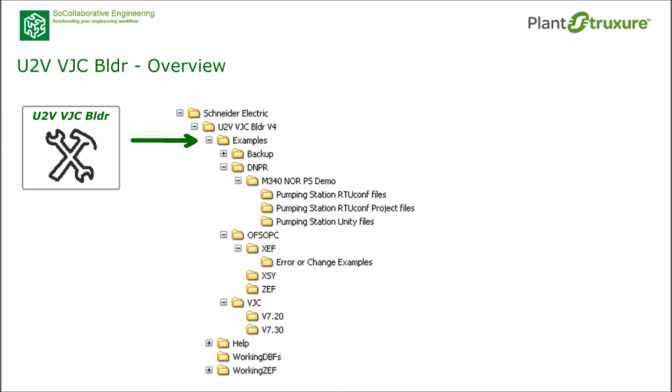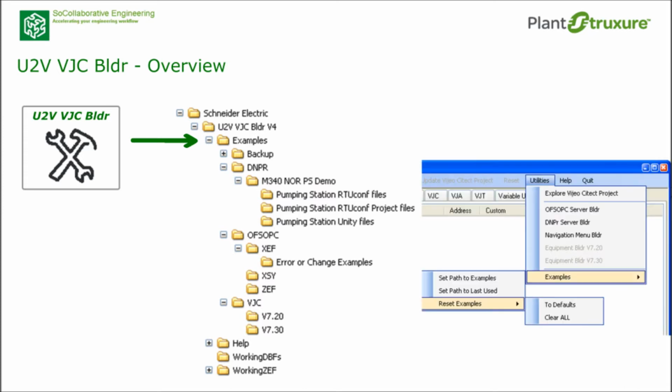The default install path for the Bldr is in the Program Files Schneider Electric folder, and here is the content that is installed. The Bldr has features to interact with the example content. It is important to remember that the purpose of the Bldr is to generate Vijeo Citect database content, so the interaction with the content is with the example Vijeo Citect DBF files.